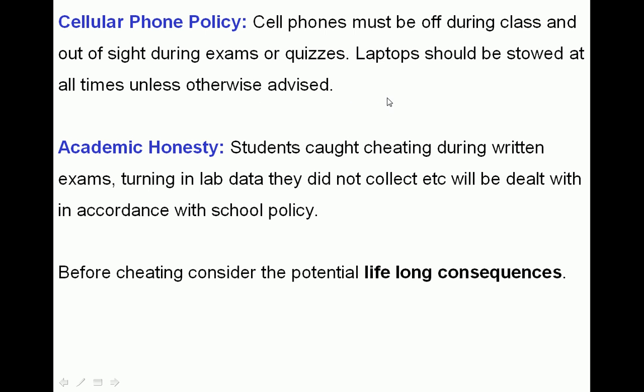I understand some of you may want to take notes on your laptops. That's fine, but if I explicitly say please don't use your laptops, please put them away.